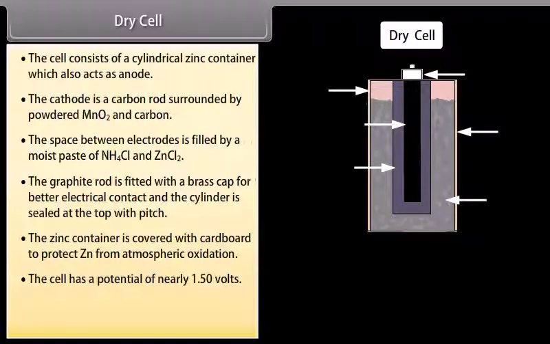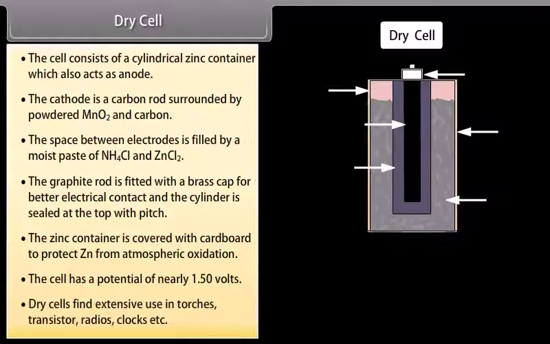The cell has a potential of nearly 1.50 volts. Dry cells find extensive use in torches, transistors, radios, clocks, etc.